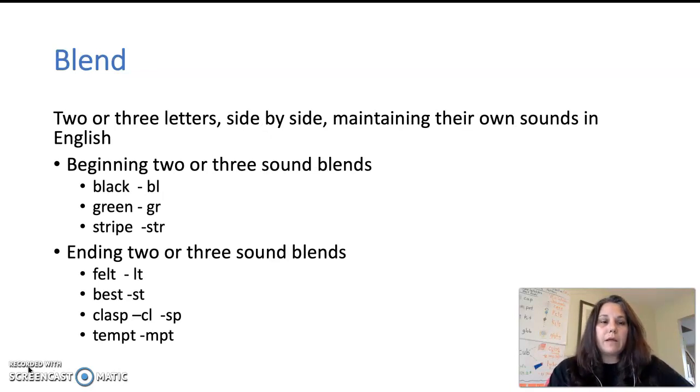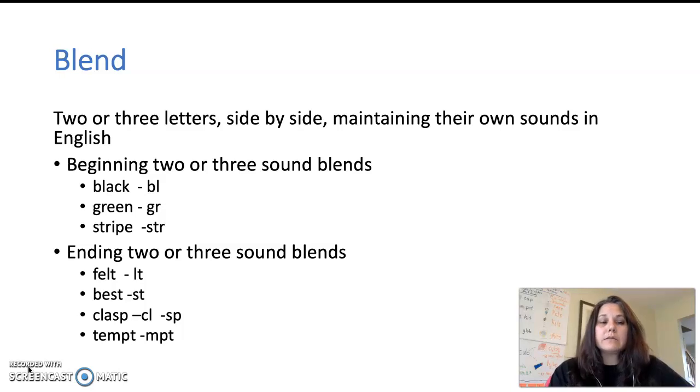The next spelling pattern we're going to talk about are blends. Blends can be 2 or 3 letters side by side, and each letter maintains its own sound. So, for example, some beginning blends could be bl as in black, gr as in green, str as in stripe.